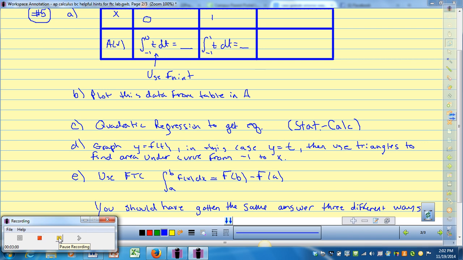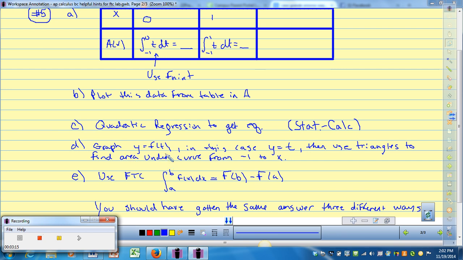All right, so that is the first method. We've numerically found the definite integral from -1 to x of f of t dt when f of t is t. So that's the first method. The second method starts in step D.